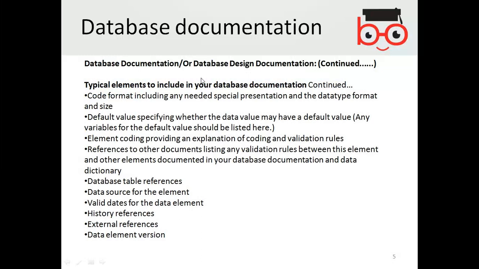So typical elements include the code format, the default values, the element coding, the references to other documents, database table references, sources of element, valid dates, history references, external references, data element version. So these are highly technical terms, but you should be able to understand that these are the key concepts, and when you really look at a particular database documentation, you will find specific implemented ranges and data in that particular database.